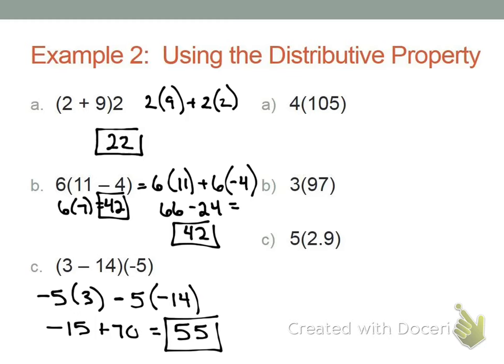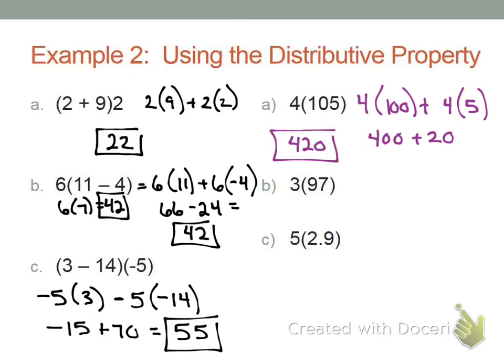Andrew? 27 plus 70. All right. Anybody else, Cole? 100 plus 5. Yes, 100 plus 5. So 4 times 100 plus 4 times 5. That's a lot easier. 400 plus 20 gives me 420.